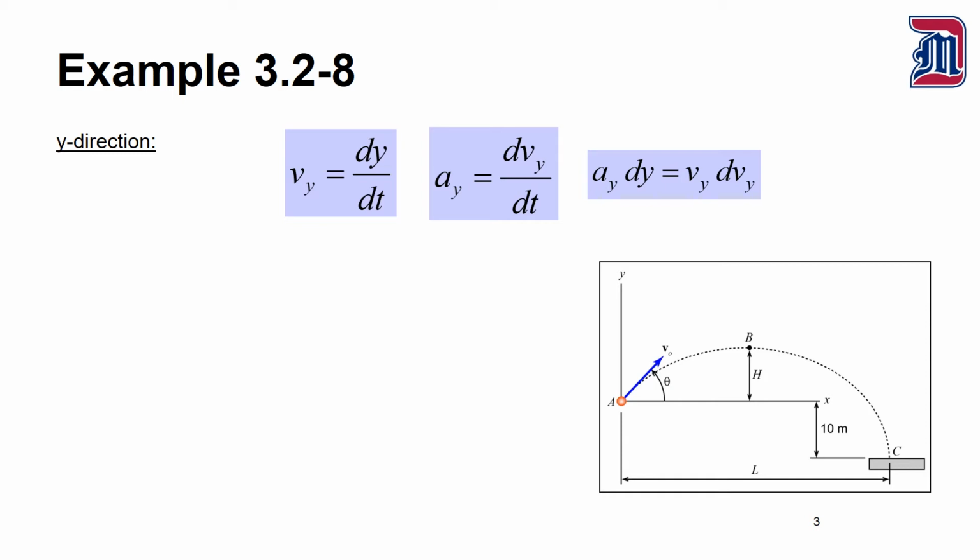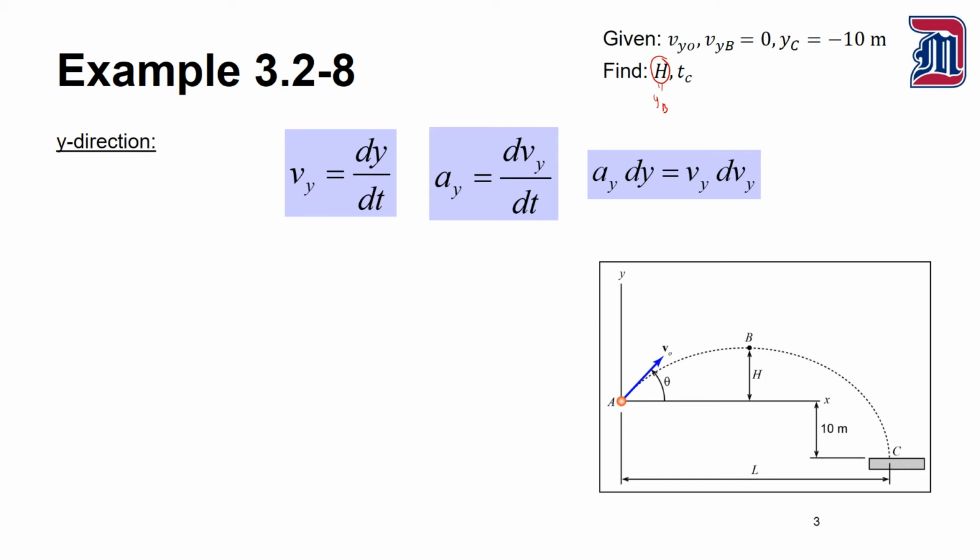Now we can move on to the y direction analysis. Looking at what we were given in the problem, we know what the initial velocity is, we know what the velocity in the y direction is at the apex, and we know what the initial and final y positions are. And these were the two things that we wanted to find. We wanted to find the y position at point B, and we wanted to find the time of flight. Let's start with the first unknown, h.